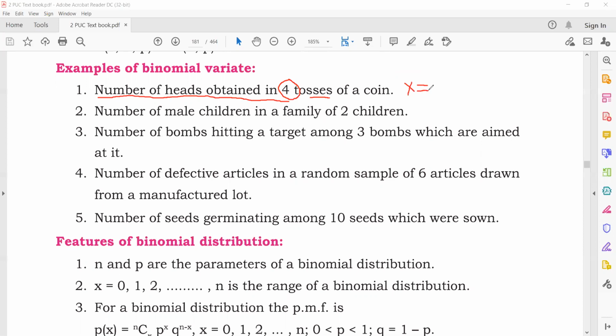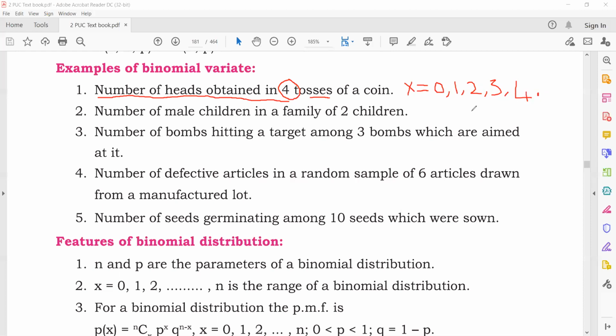So if you toss the coin four times, how many heads are possible to observe? All four tosses may result in tails. In that case, x is equal to 0. That is one possibility. Out of the four, only one toss may lead to a head and the remaining three could be tails. That is another possibility. Two heads is one possibility, three heads is one possibility, and all the tosses may show heads, so four heads is another possibility. So if I toss four coins, the number of heads takes values 0 to 4.